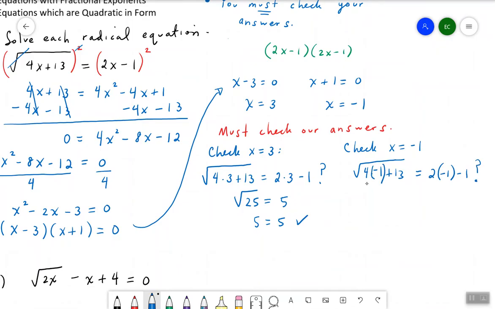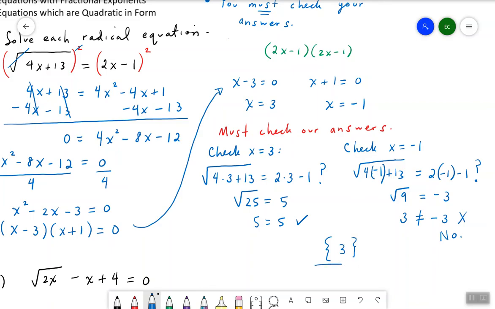This time on the left-hand side, we have -4 plus 13, which is the square root of 9. And on the right-hand side, we have -2 minus 1, which is -3. So this is not true. The square root of 9 is 3, and that is not the same as -3. So no, -1 is not a solution. There's only one solution in this case, and that's the 3.